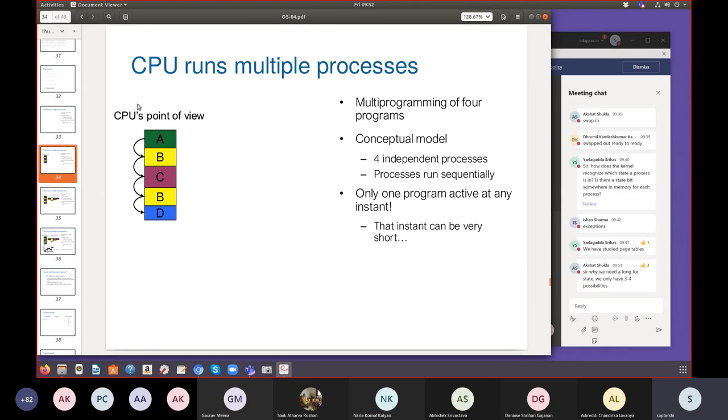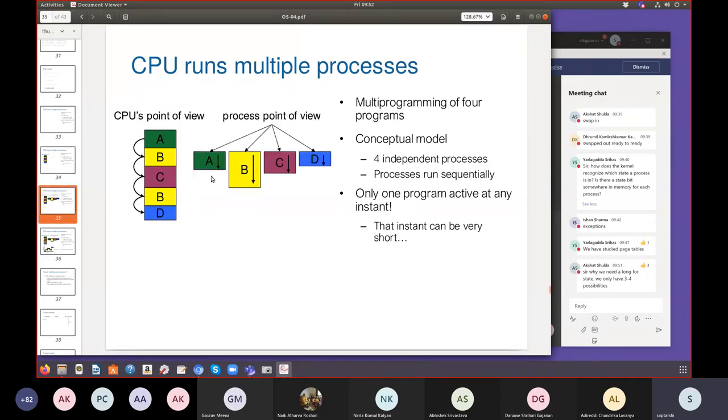If you think of 1 second, maybe the CPU gives some time to every process within that 1 second. And the CPU can do this because it is very fast. So even if it gives maybe 10 milliseconds to a process, that process does something useful. So this is the CPU's point of view.